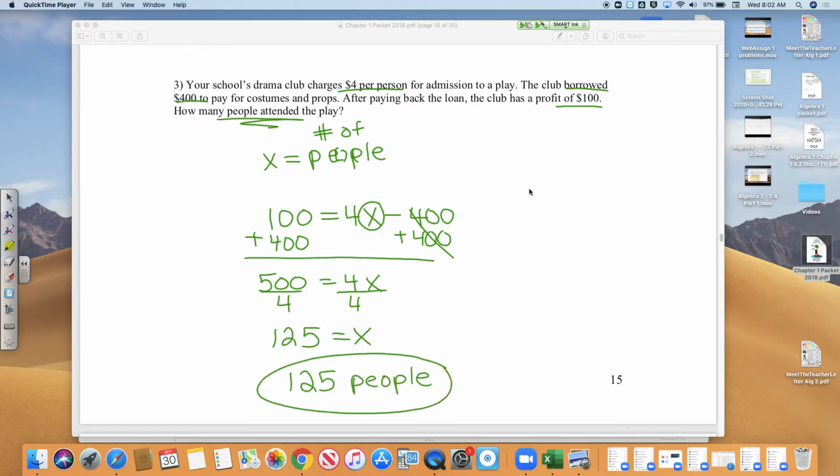All right, notice all three of these equations were totally different. The situations were totally different. And that's what's going to happen with application problems. I want you to pause the video and try number 4, which again is totally different from the first 3.